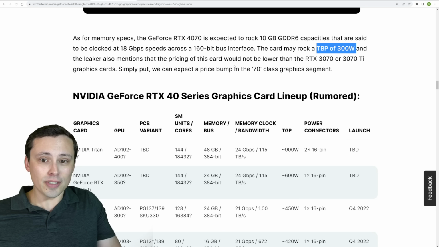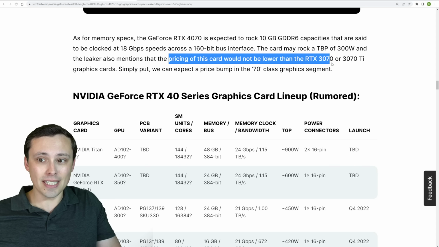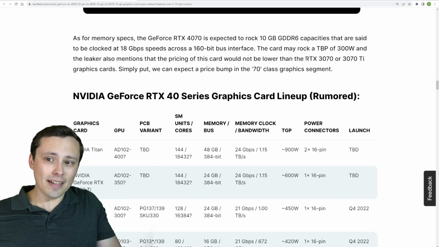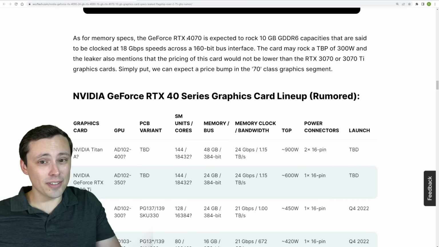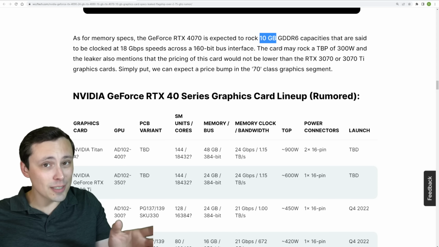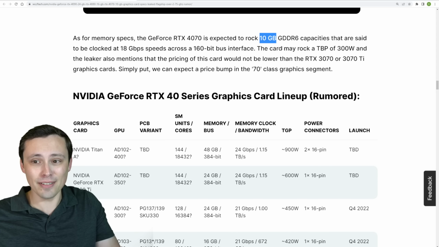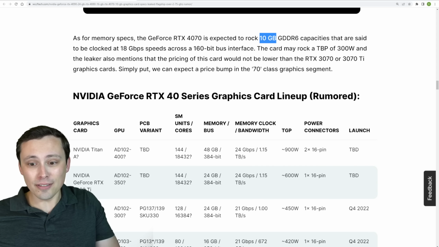And we've also seen rumors that the pricing of this card would not be lower than the RTX 3070 or 3070 Ti. Now, that matters a lot here, which one of those we go with, because this is $500 and this is $600. So, oh man, if we saw a $600 4070 with only 10 gigabytes, now 10 gigabytes is better than 8, like we saw on the previous generation, but I think a lot of people were hoping to see at least 12 here.